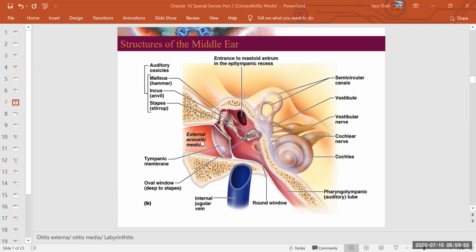Okay. So if somebody has a middle ear infection, that infection can easily spread from here to the brain, and then can easily spread to the meninges and cause meningitis. That's why the most common complication of middle ear infection is meningitis.